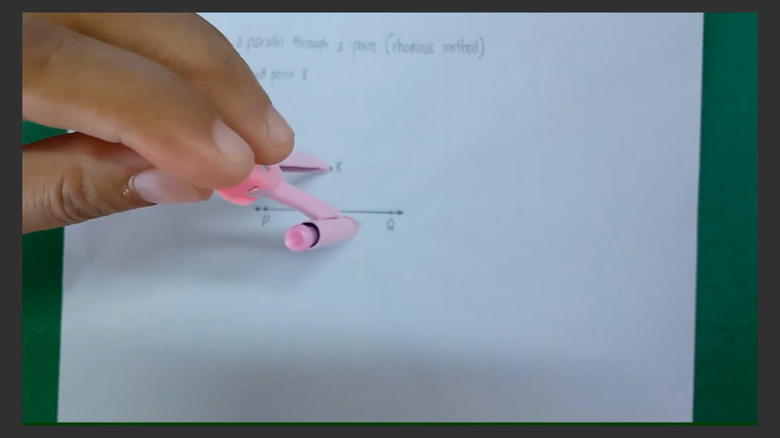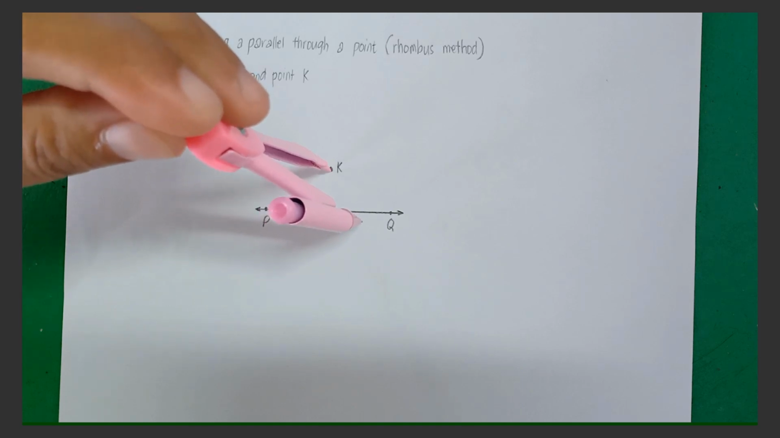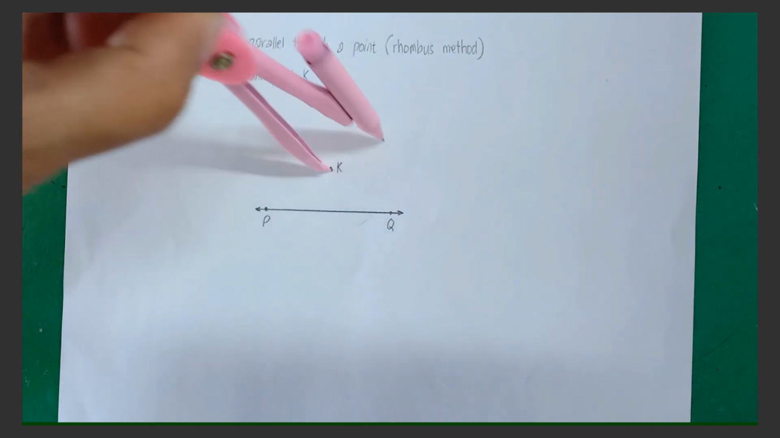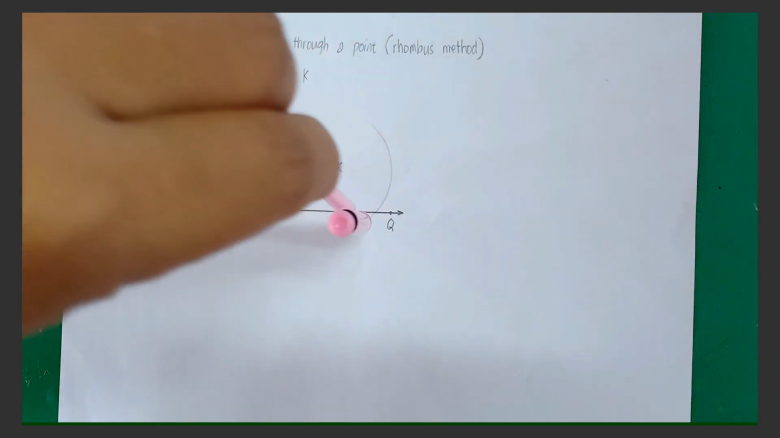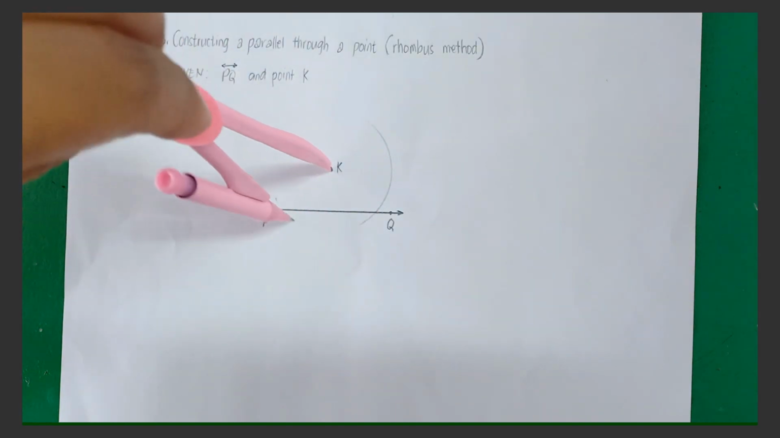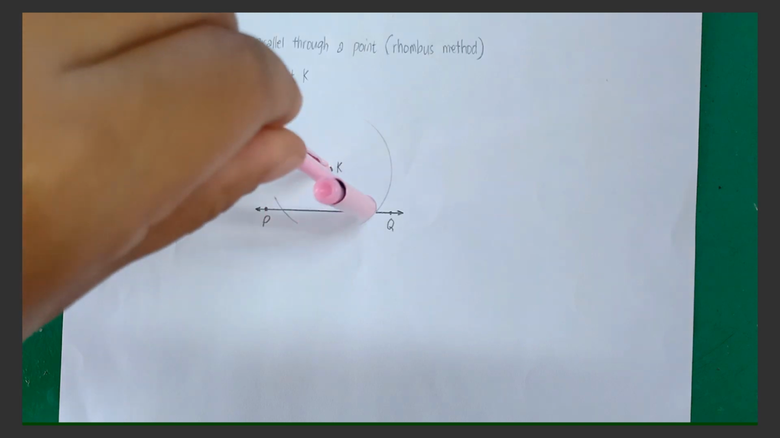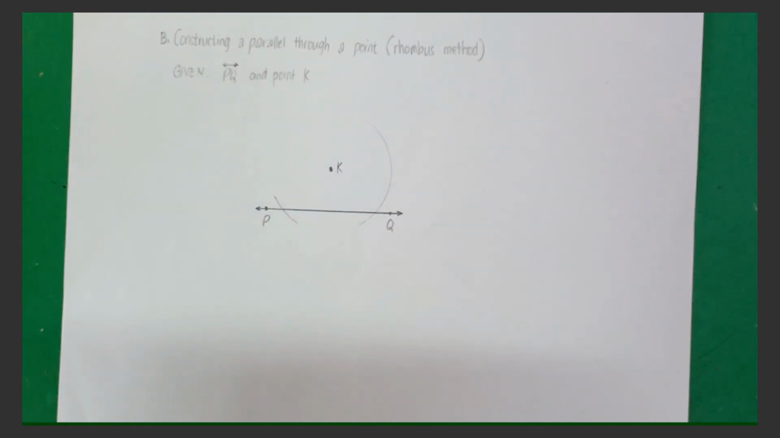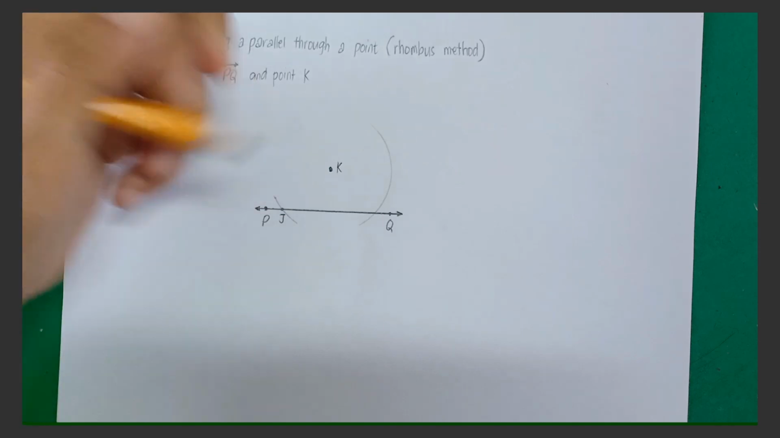And step 2, draw a wide arc from the right of K around so it crosses PQ at two points. So let's draw a wide arc around, so it crosses PQ at two points, here and this point. Label the left point J. So this point here is J.